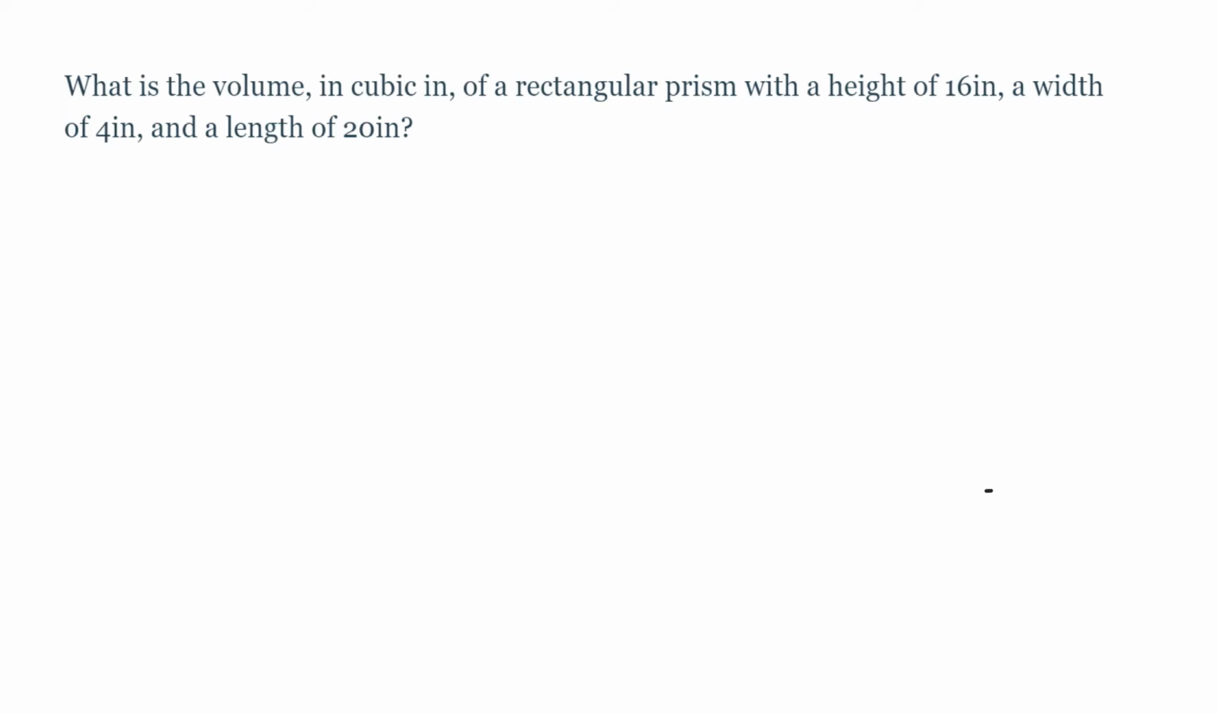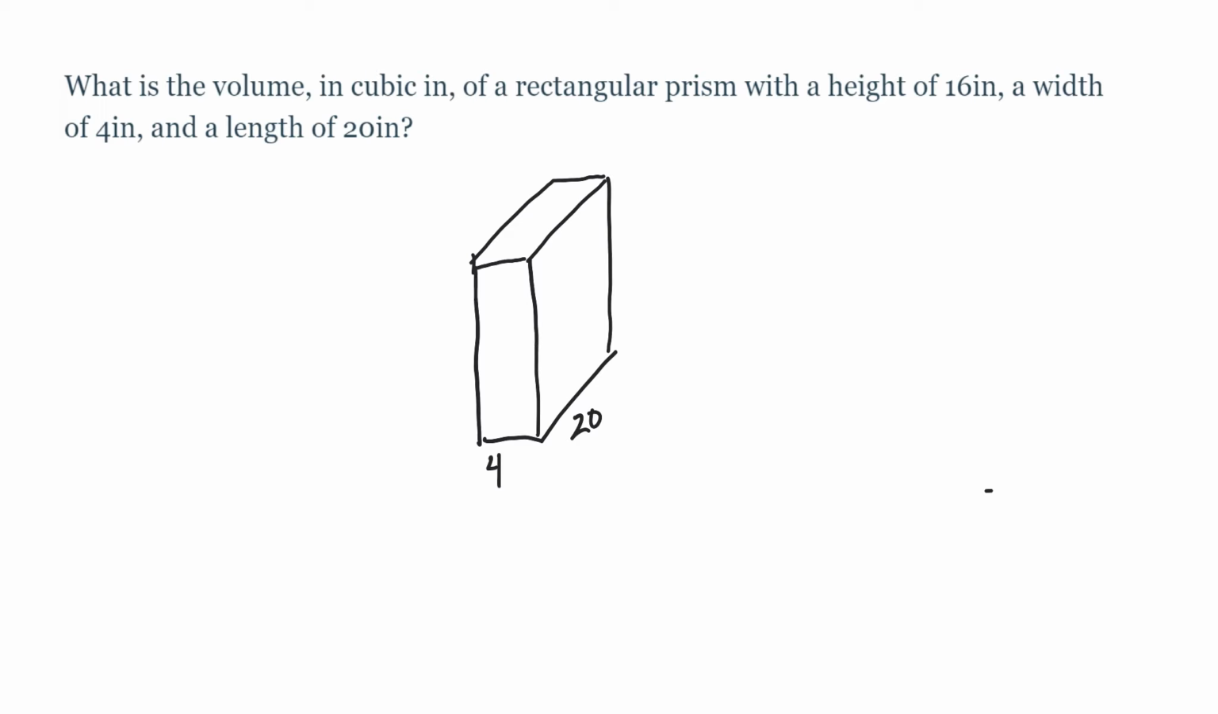So this example says, what is the volume in cubic inches of a rectangular prism with a height of 16 inches, a width of 4, and a length of 20? So it would look a little something like this. We have 4 inches in width, we have 20 inches in length, and we're about 16 inches in height.